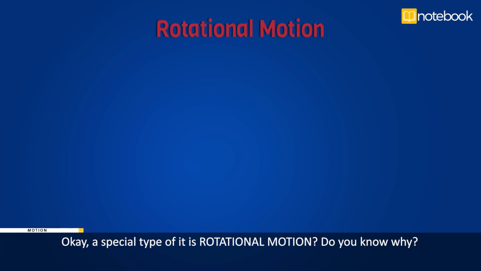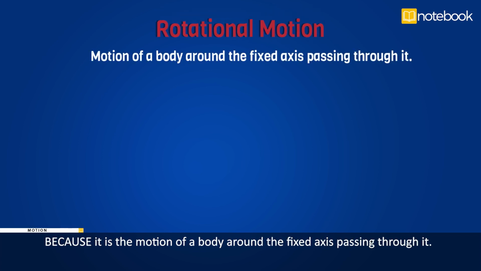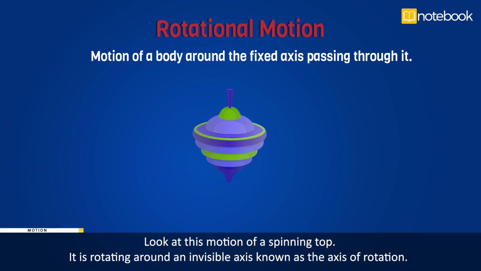Do you know why? Because it is the motion of a body around a fixed axis passing through it. Look at this motion of a spinning top. It is rotating around an invisible axis known as the axis of rotation.